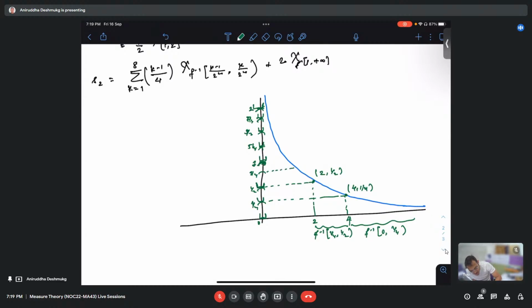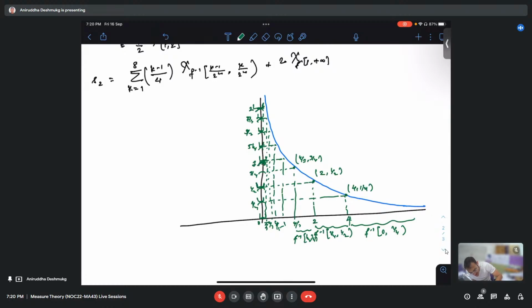From half to 3 by 4, this point would be 4 by 3, so from 4 by 3 to 2. This one is the pre-image of half to 3 by 4. And then so on, one can find out what the points are. This is 1 and this would be 4 by 5. As you can see, these intervals really get smaller and smaller as I come closer to 0. This is 4 by 5, this is 2 by 3, and this one would be 7 by 3.